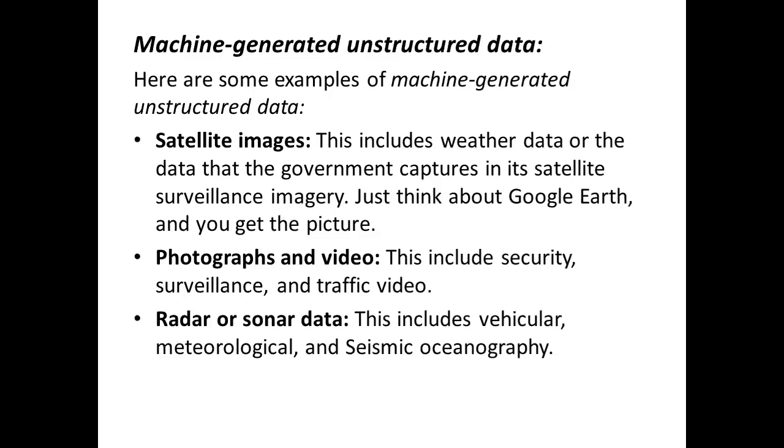What is machine-generated unstructured data? Some examples are satellite images. This includes weather data or data that the government captures in its satellite surveillance imagery. Just think about Google Earth and the pictures you get. These are satellite images, generated by the machine. Then photographs and video, which includes security, surveillance, and traffic video, and radar or sonar data. This includes vehicular, meteorological, and seismic oceanography data. These are machine-generated data.